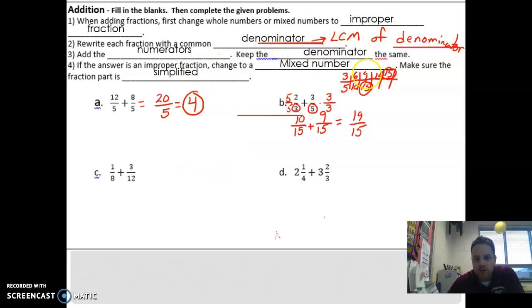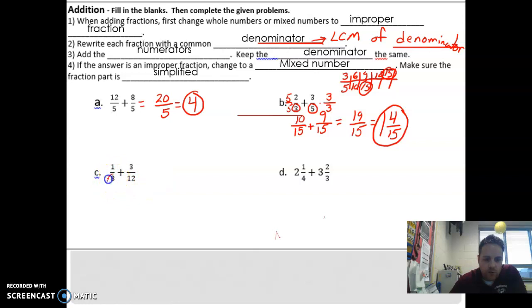If the answer is improper, change it to a mixed number. Okay, well let me think. 19 divided by 15. 15 will go into 19 one whole time. And I'd have 4 left over 15. And that is simplified. All right. How about you pause the video and try this one on your own, see what you come up with. Make sure we go back to our notes.